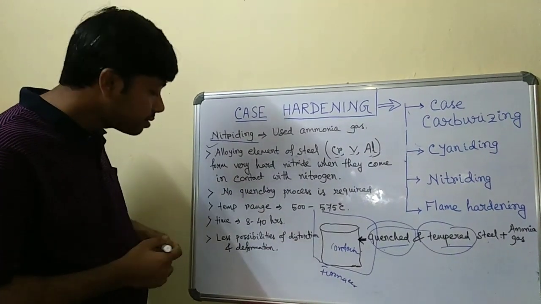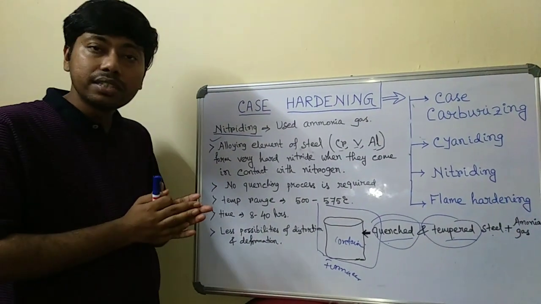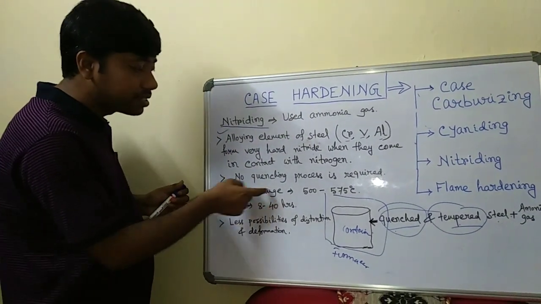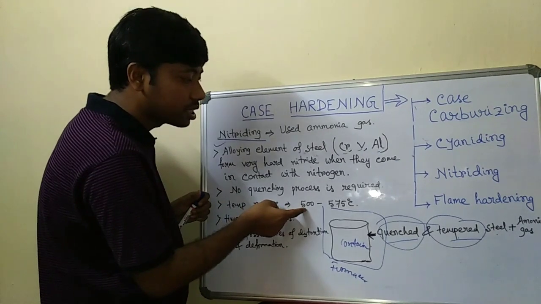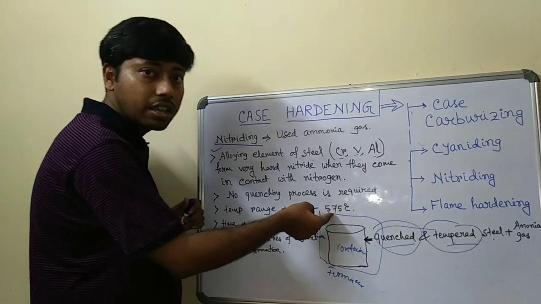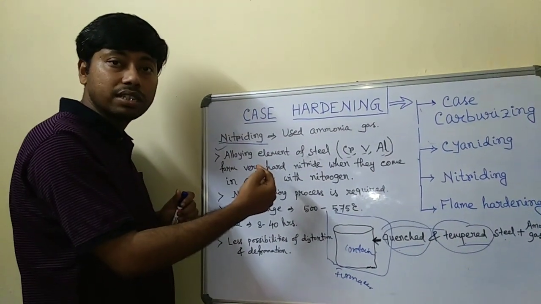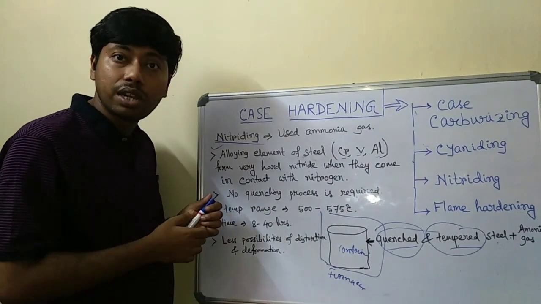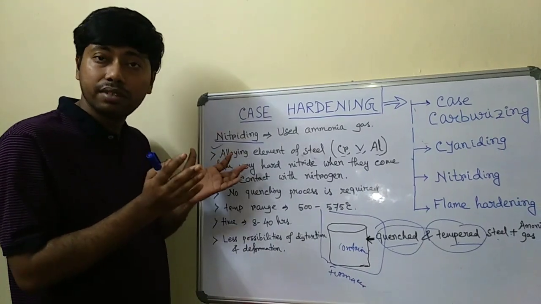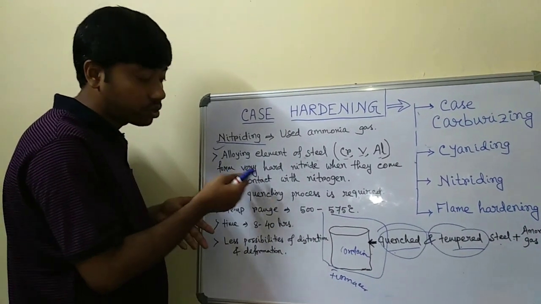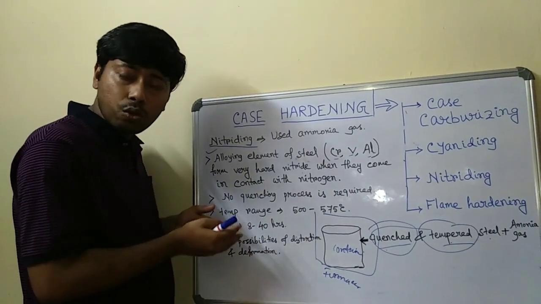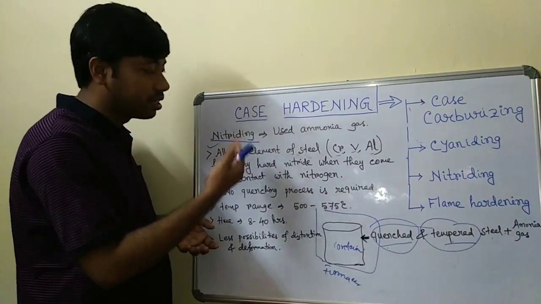So this is the main difference, and there is less possibility of distortion and deformation, because, as you know, the temperature range for nitriding is 500 to 575 degrees Celsius, whereas for case carburizing and pack carburizing the temperature is around 800 to 875 degrees Celsius. The temperature range is very important in the context of nitriding. So there is less possibility of distortion and deformation, because no quenching is needed after nitriding.